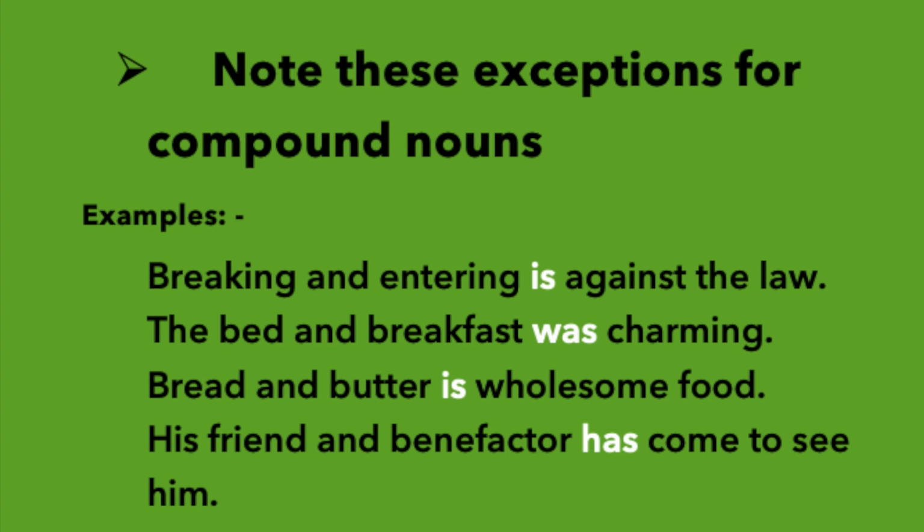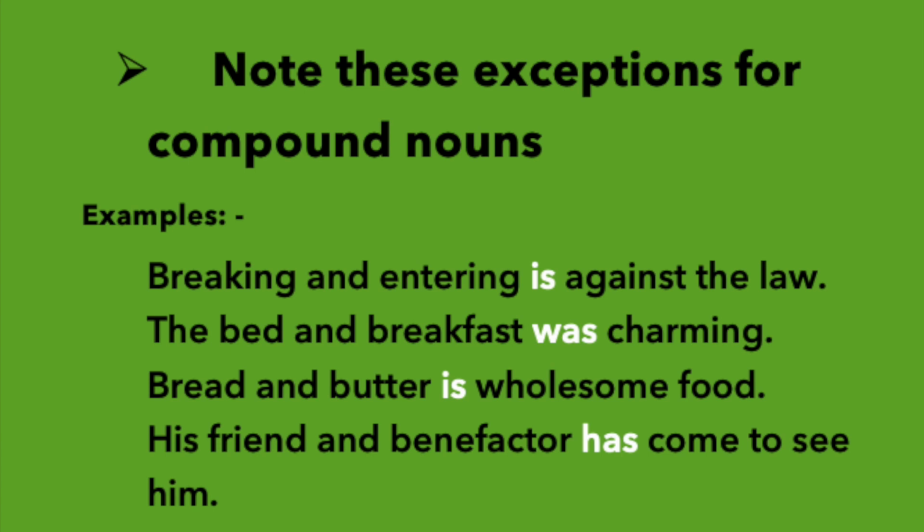Next one, the bed and breakfast was charming. It refers to one thing even though it contains the conjunction and. In the next sentence, bread and butter is wholesome food. We are talking about one type of food. Again, next one, his friend and benefactor has come to see him. It denotes only one person. In these sentences, we use singular is, was or has because breaking and entering, bed and breakfast, bread and butter, friend and benefactor are compound nouns.